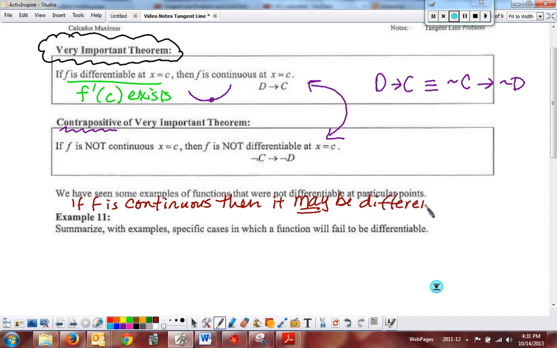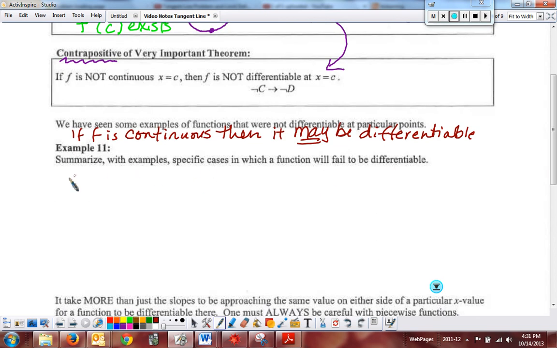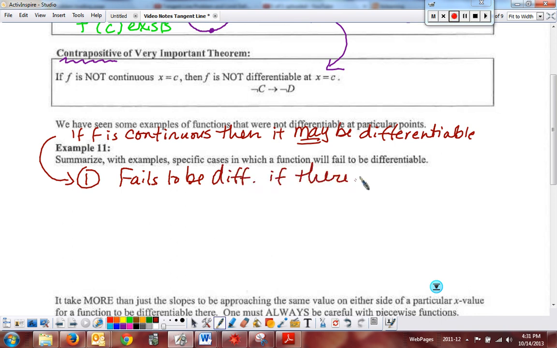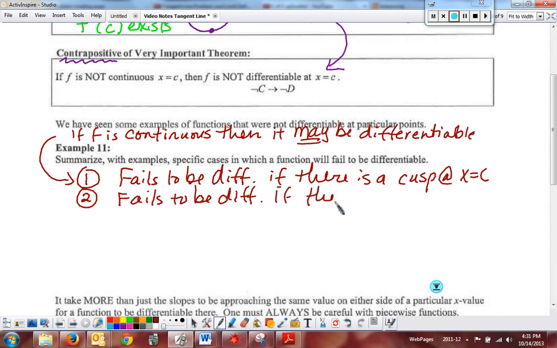And there are 2 cases that we have to take out. So it will fail to be differentiable, number 1, if there is a cusp at x equal to c, and the second time that it would fail to be differentiable is if there is unusual steepness at x equal to c.